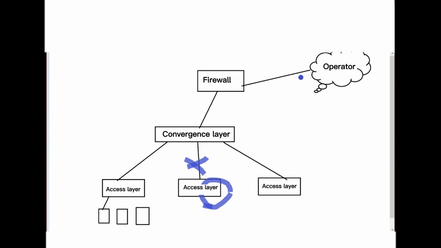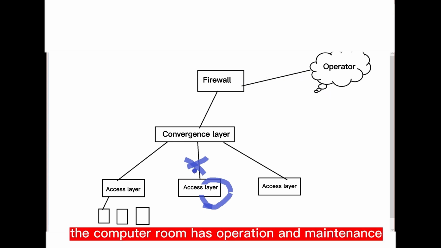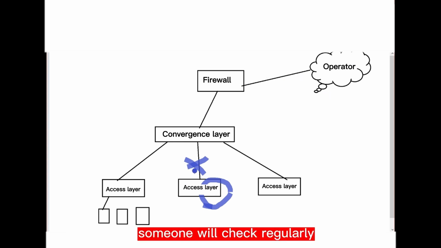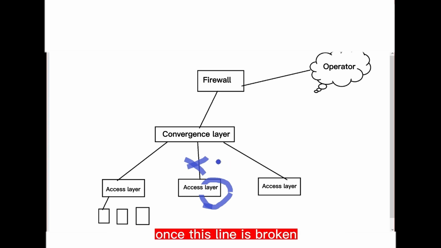Generally speaking, the computer room has operation and maintenance. Someone will check regularly, and the airtightness is also very strong. Let's talk about a single point of failure. Once this line is broken, the second floor will not be able to access the internet.